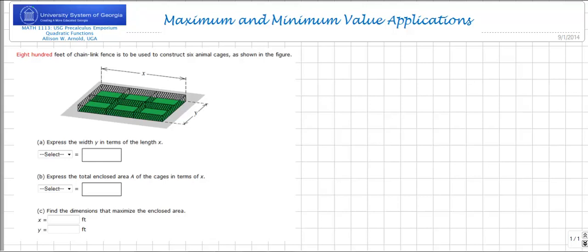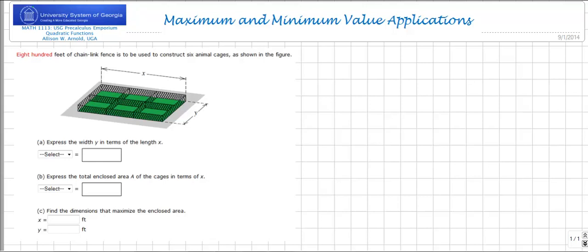And you're asked some questions about expressing the width Y in terms of the length X, then the total enclosed area of the cage in terms of X, and then a question about maximizing the enclosed area. Just as a reminder, it was back in chapter 2.4 where we discussed setting up functions, and that's where we learned how to write area, for example, in terms of a single variable.